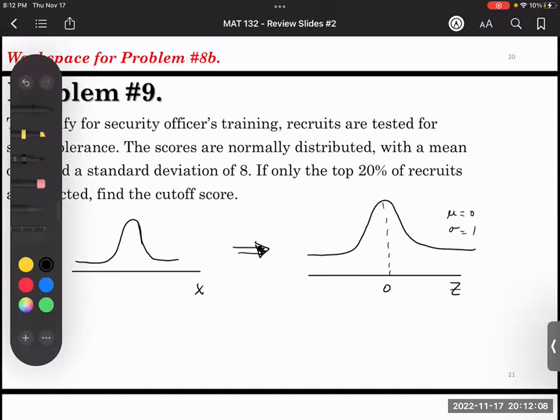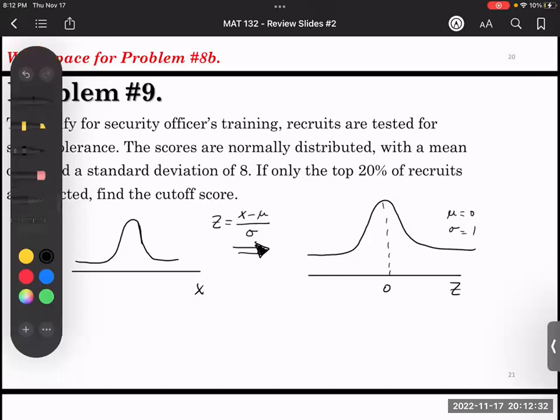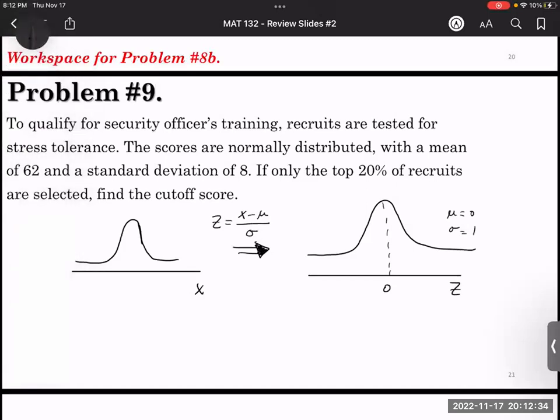Okay, the formula that we use to standardize the variable x, or transform x into z, is the z-score formula. We say z is equal to the data value at hand, the individual value x, minus the mean, over the standard deviation. So that's just a new formula that we're introducing in problem 9.